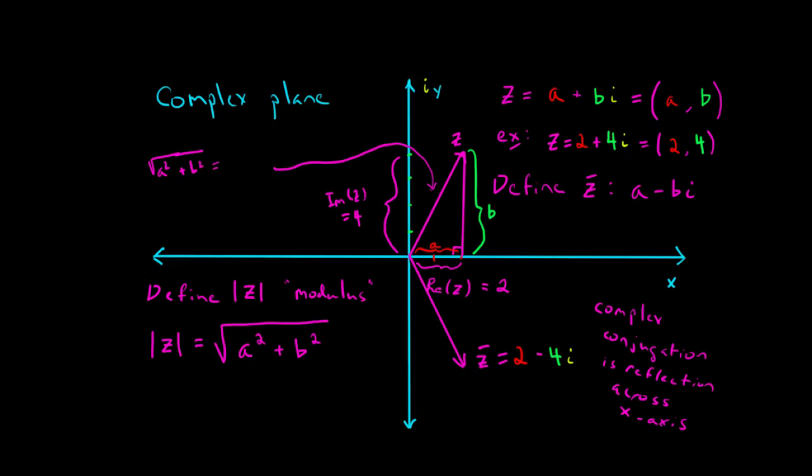So I'm going to write that over here. The square root of a squared plus b squared by the Pythagorean theorem is the length of our hypotenuse here, and that's equal to the modulus of z. I'm writing that down here, modulus. The modulus gives us a notion of magnitude, a notion of length in our complex number system.